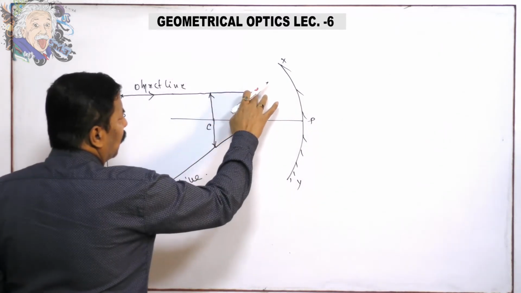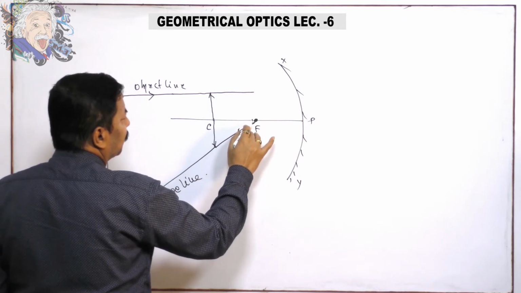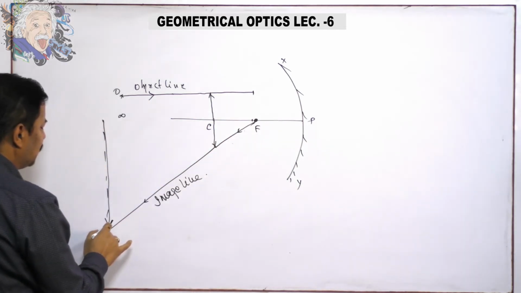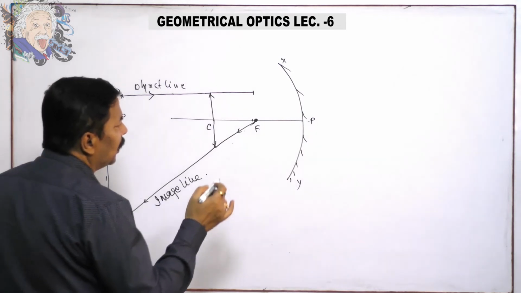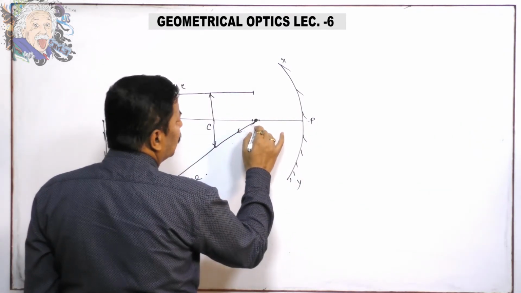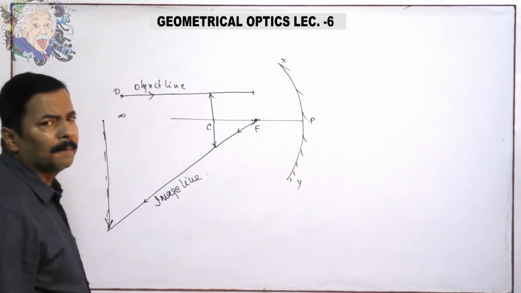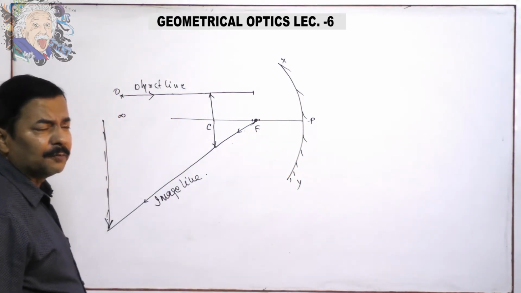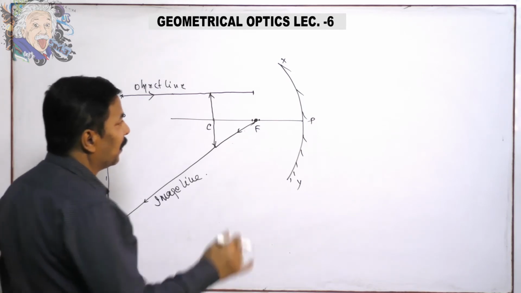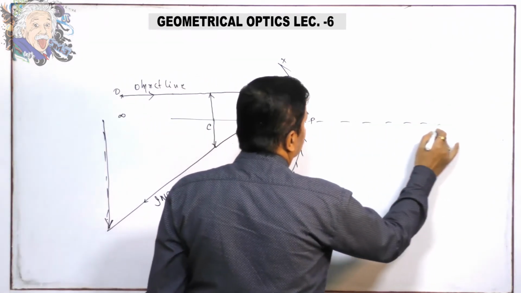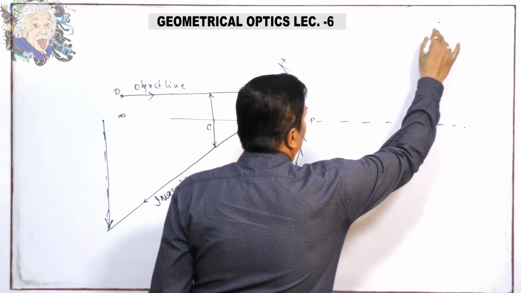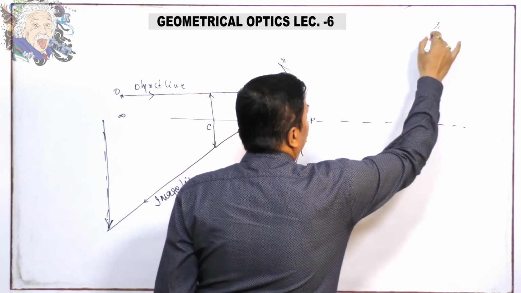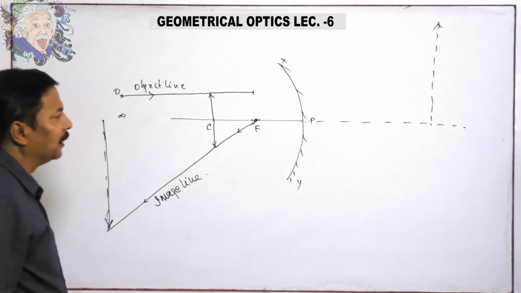Now just at this point, when the object is very near to focus, the image is very near to infinity. If you talk about this point which is just outside the focus, then again the image will be at infinity. Try to understand, but this time virtual. So it will be somewhere here, infinity. Highly magnified.